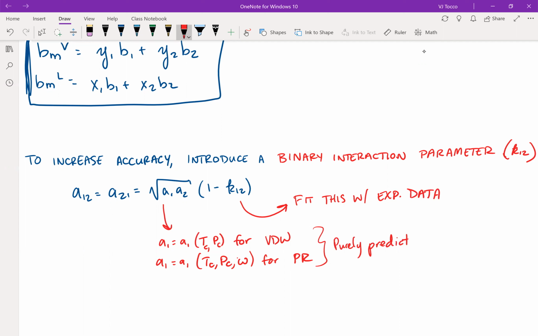And this introduction of the binary interaction parameter includes some way to make it fittable with experimental data. So again, it's a way to make it more accurate. If you have experimental data, you can go ahead and predict or fit this value of K, and then that'll make your model fit better. Note that when K12 is equal to 0, I have the old term, the old geometric mean. So this changes things only very slightly.